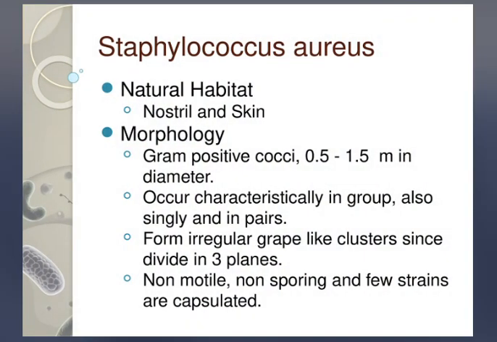Focusing on Staphylococcus aureus, it naturally lives in our nostrils and on the skin. Morphologically, these bacteria are gram-positive cocci about 0.5 to 1.5 micrometers in size. They form those characteristic grape-like clusters because they divide in 3 planes. They're non-motile, don't form spores, and some strains have a capsule which can help them evade the immune system.